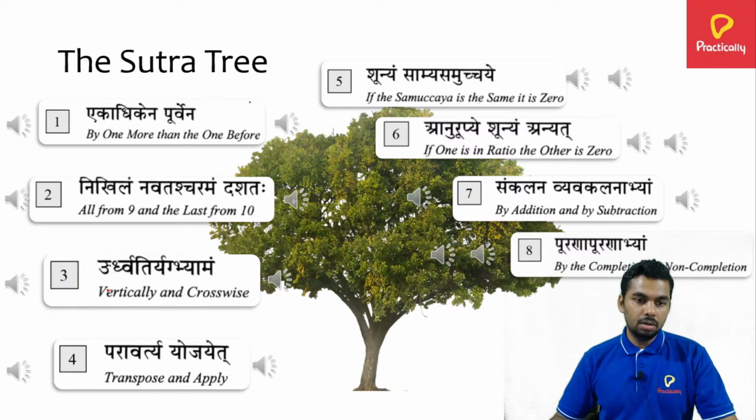Now the third one is what we learned just yesterday and the classes before. It is called Urdhva Tiryagbhyam. You can repeat. You can break the sutra into two parts. This is called Urdhva. Urdhva means vertical. Tiryagbhyam means crosswise. So vertically and crosswise. That is the sutra. So we'll just look into the pronunciation of these three.